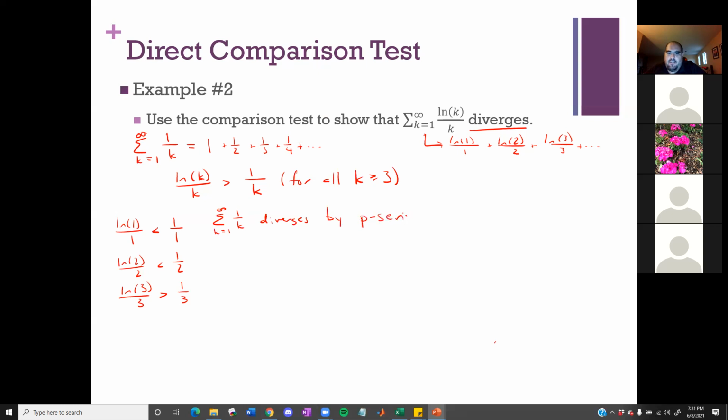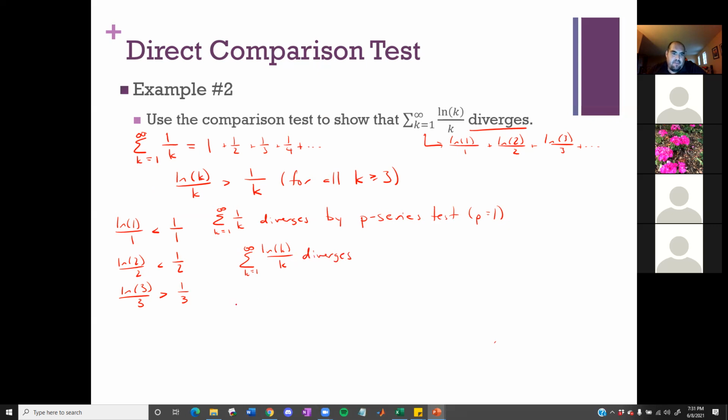Hopefully one of you is thinking this diverges by the p-series test, p equals 1. And this inequality here shows that the natural log of k over k diverges.